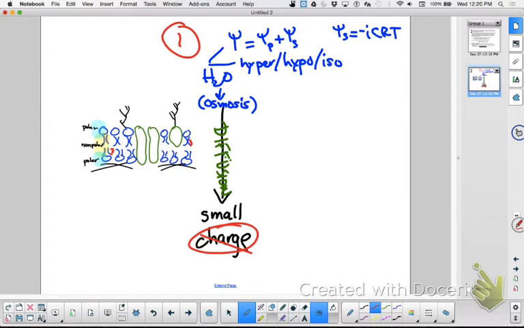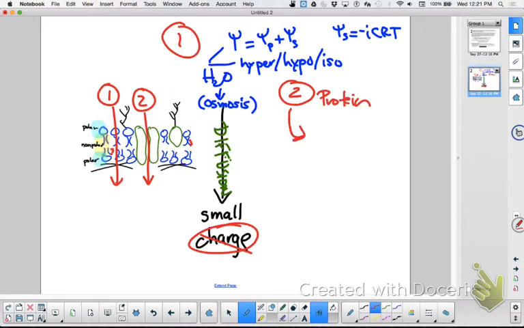Okay, what would be a second way to go across it? Yeah, you would go through some sort of protein. Okay, so this would be our number 2, going between the phospholipid. That would be our number 1, right? So using some sort of protein. Now, when we use a protein to go through, we're either talking about, and I heard you say it, what was it?